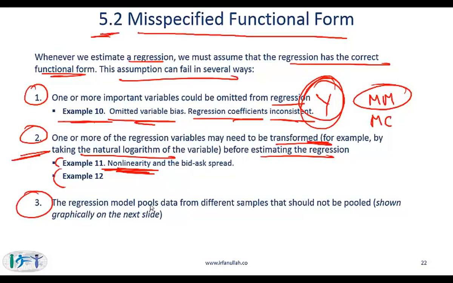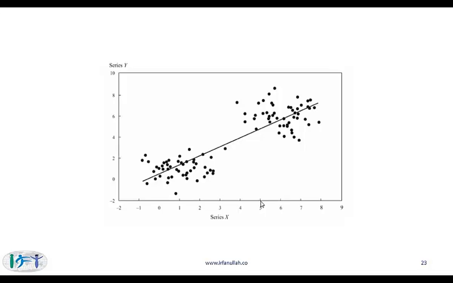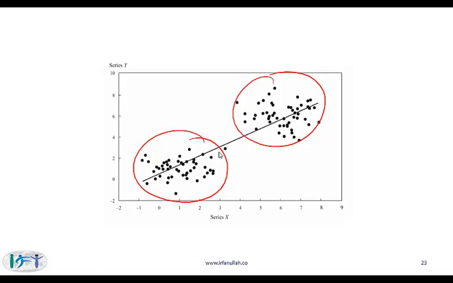Okay, 3. The regression model pools data from different samples that should not be pooled. The best way to understand that is to look at this. If you pool data from two sources which are separate and different, and you plug it into your regression software, will the software give you a regression line? It will. It will give you something. But when you actually create scatter plots, maybe these two sets of data should not really be pooled because they look like different data sets. So this is another issue that can create a misspecification problem.